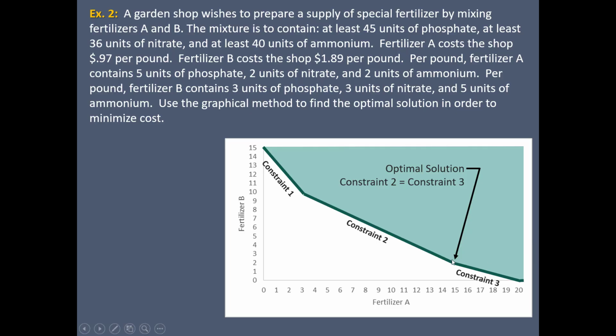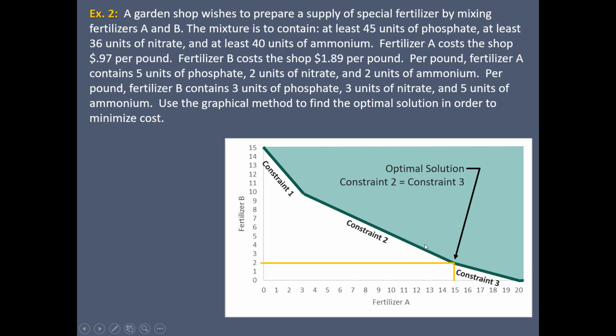So we know our intersection point is right here at that intersection of constraint 2 and constraint 3. And if we follow that point directly over to our y-axis and directly down to our x-axis, we should see that it appears that we're going to use roughly 2 pounds of fertilizer B and 15 pounds of fertilizer A. But again, we don't write that as our final answer. We go and do the math to make sure the math works out properly and backs up what our eyeballs are seeing.